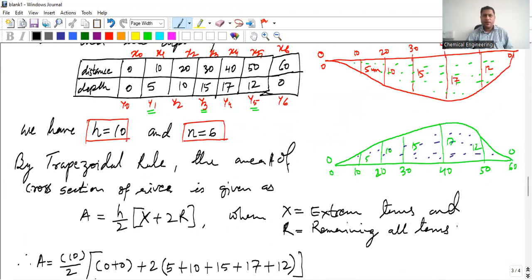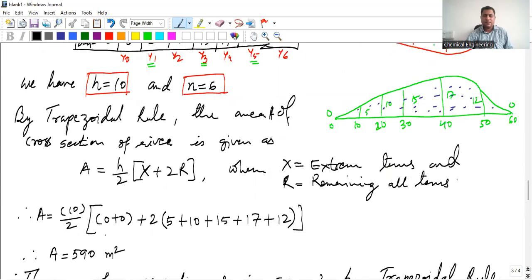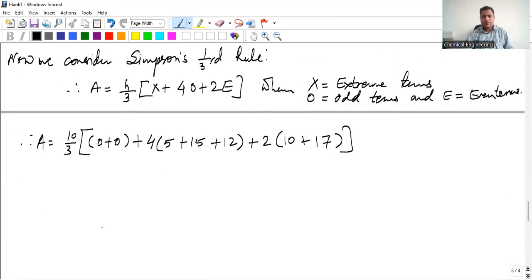So this is going to be 10 by 2 and 17 by 4. y6 is already calculated as an extreme term. So that's what we get here. Now tell me what is the value of A? 606.67. Correct. And this will be meter square.